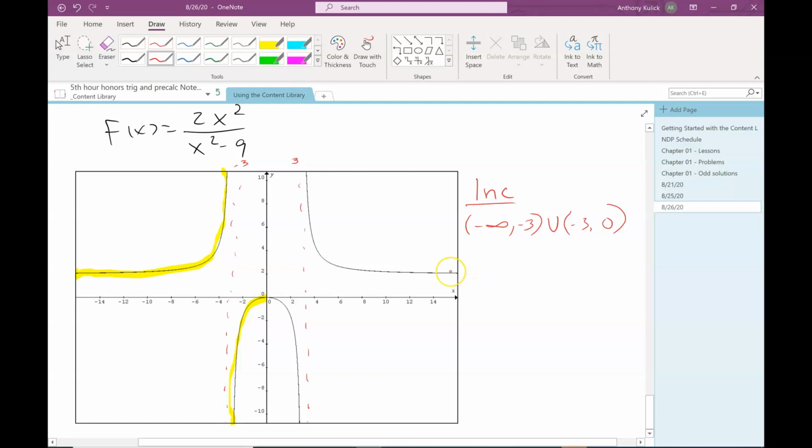Okay, is there anything constant here? Nope. Right, there's no flat section. How about decreasing? I see two decreasing pieces, right? I see this one here, and I see this one here. Do you guys agree? Okay. And just like before, because there are two pieces that are decreasing, I'm going to have a union between two intervals. What's the first interval? 0 to 3. Good. And then the second interval would be 3 to positive infinity.